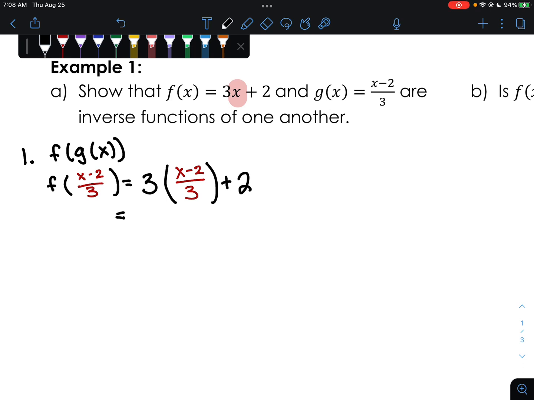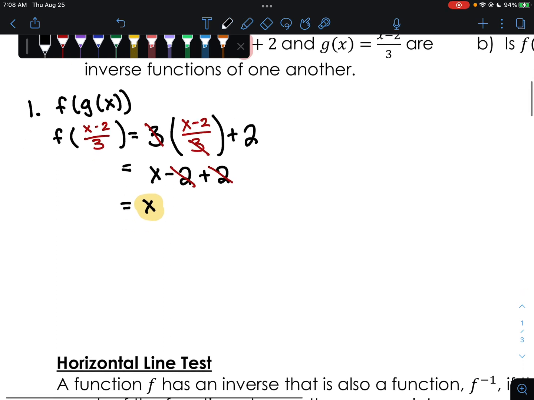Then we simplify this. So 3 times that fraction, the 3's end up canceling out. Cancel, cancel. And then I'm left with x minus 2 plus 2. Well, the 2's cancel out, and my final answer is just x. So far we're on the right track. Now we go ahead and go to step number 2.